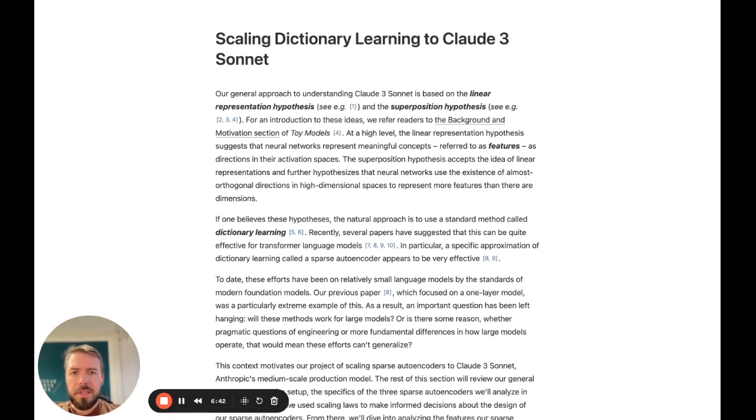At a high level, the linear representation hypothesis suggests that neural networks represent meaningful concepts, which we refer to as features here, as directions in their activation spaces. The superposition hypothesis accepts the idea of linear representation and further hypothesizes that neural networks use the existence of almost orthogonal directions in high-dimensional space to represent more features than there are dimensions.